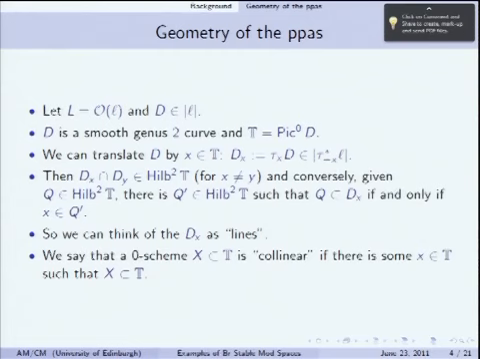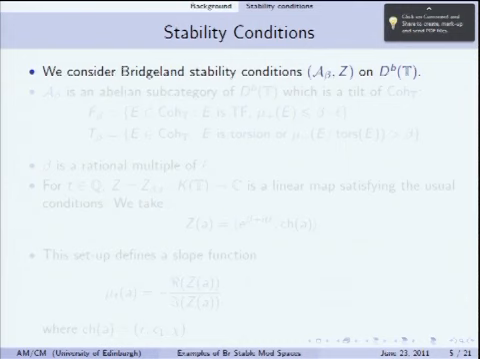Oh, the color changed. That's nice. Okay, so that's the kind of geometric setup.